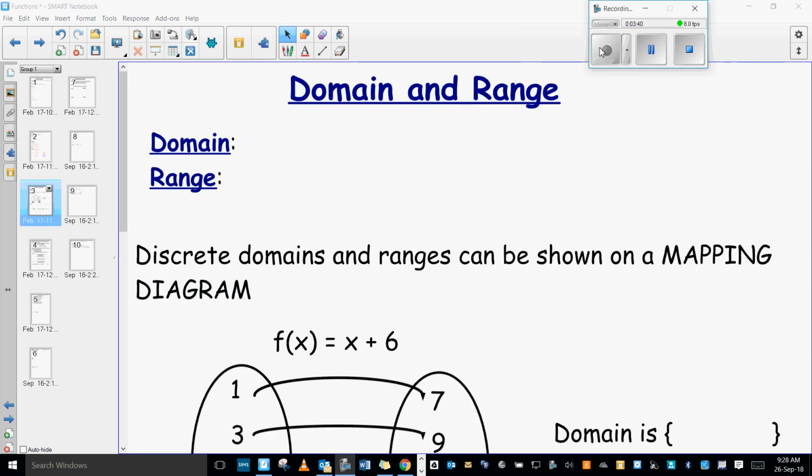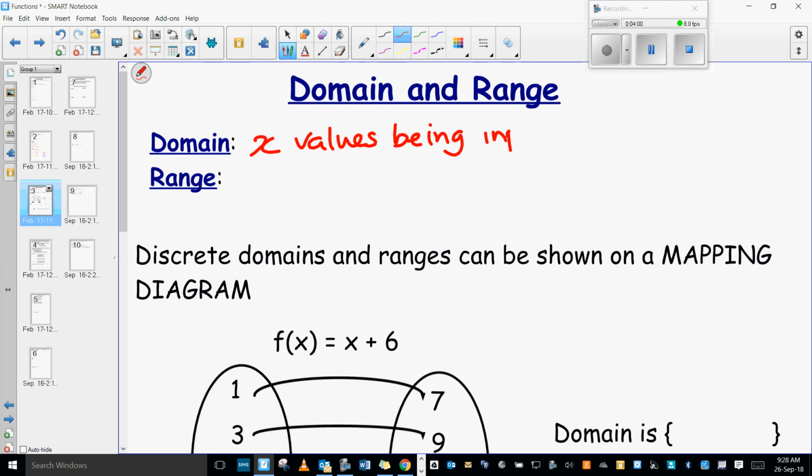Domain and range. If we are talking about functions, you will often hear the phrases domain and range. The domain refers to the x values being inputted. So which values are we interested in? Which x values are we considering? Now, for some situations, we'll be considering all values of x. For other situations, they're going to limit the domain. But the domain refers to the x values going into the expression.